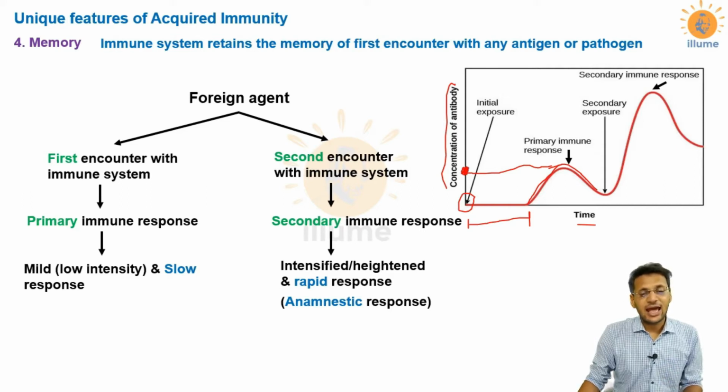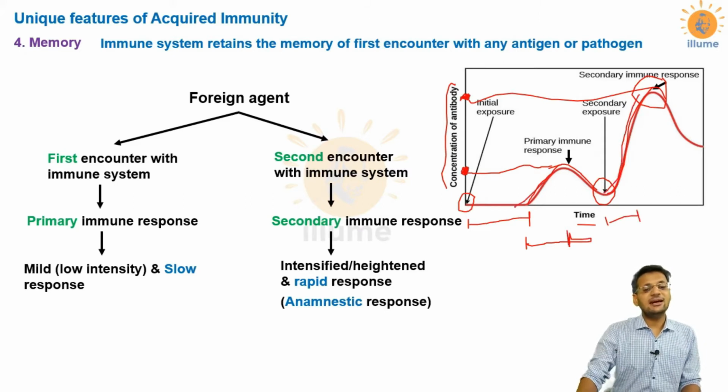After a certain time, whenever there is a secondary exposure, the immune response produced is really heightened. Look at the peak, look at the concentration of antibody here. In this case, this much antibody is being produced. That means the response is really intensified, and the response also takes less time. In the primary response this much time is taken for the peak to be produced, but in the secondary exposure only this much time is taken. Plus you can see the slope. That's why we say the secondary immune response is fast and really intensified.